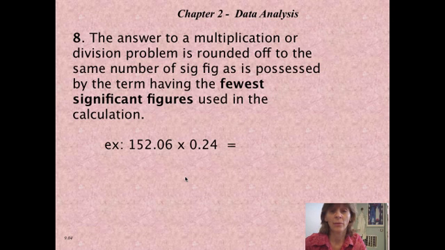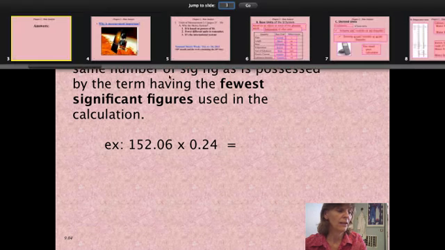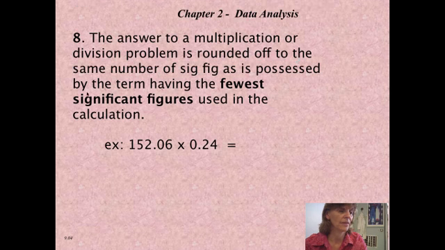Okay, now to multiply and divide. It's a slightly different rule because it's multiplying a bunch of times, and it's an easy rule, but it doesn't make as much sense as the addition and subtraction. So this is one you'll probably just want to memorize and practice using. When you multiply or divide, you're rounding off to the same number of significant figures as is possessed by the term having the fewest significant figures. So let's look at these two numbers, 152.06 and 0.24.